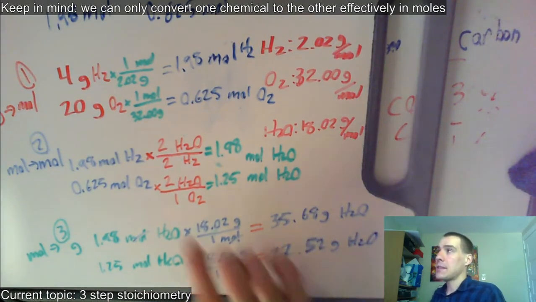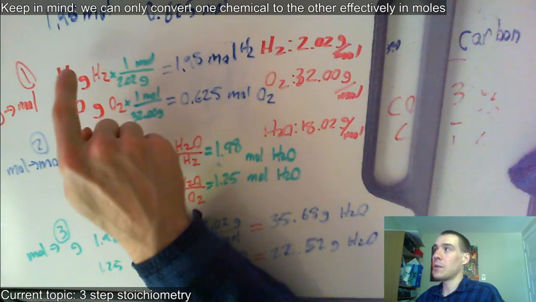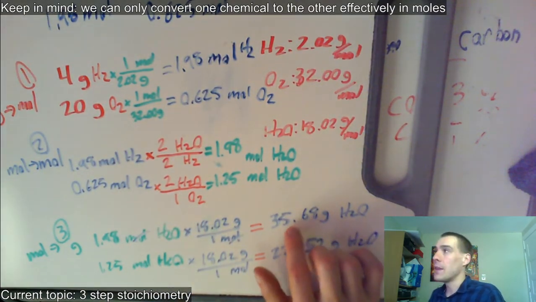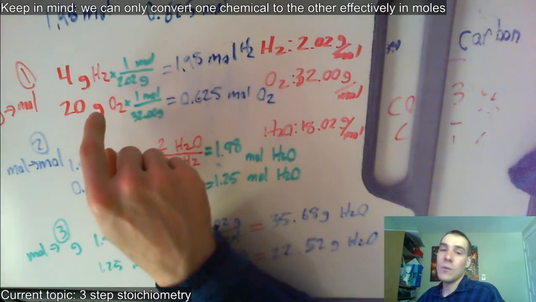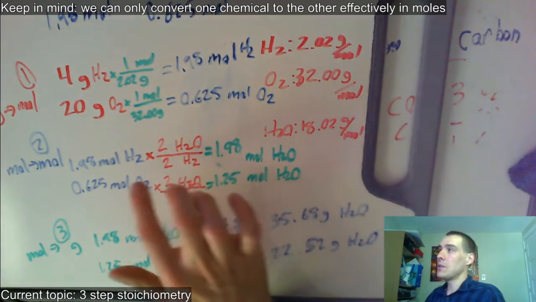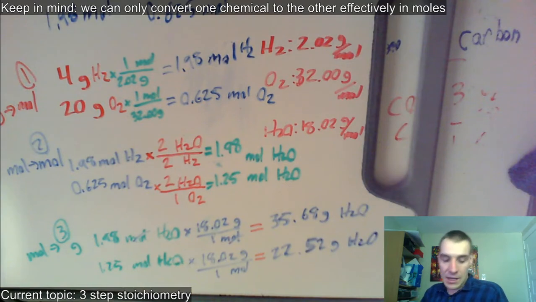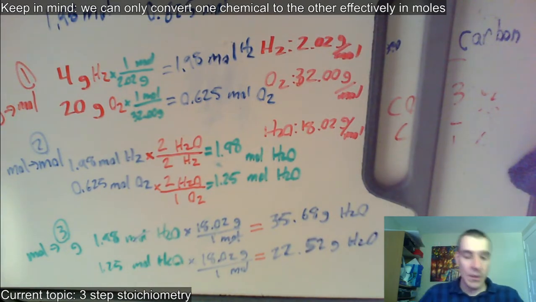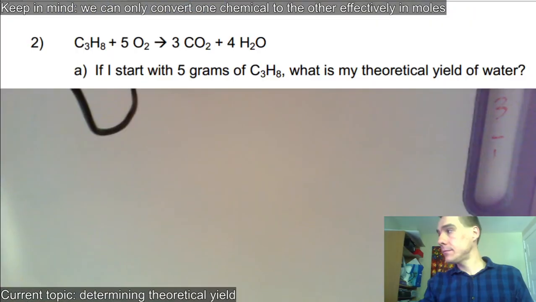Once again, mass is misleading. This 4 grams of hydrogen can make, with enough oxygen, 36 grams of water. This 20 grams of oxygen, with enough hydrogen, can only make 22 grams of H2O. But in terms of moles, it's okay. So that's one practice problem. We're going to do a second practice problem, so I'm going to pause and I'm going to set that up.